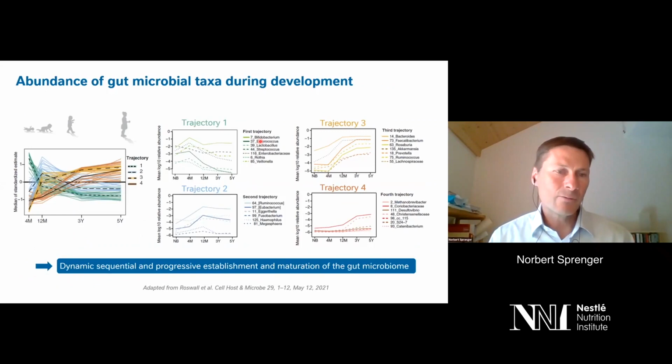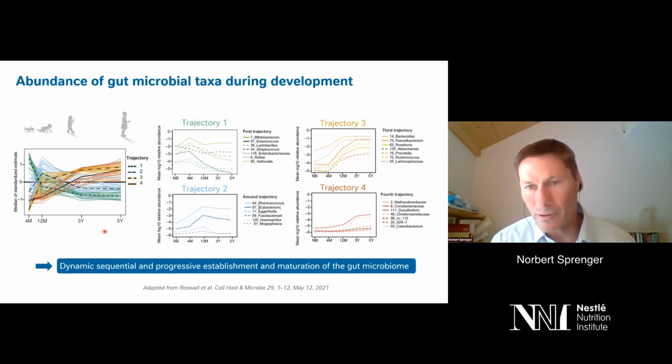So now let's look at how the microbiome looks over time when we look at the different developmental patterns that we see. We can see different microbial groups that, in fact, establish in different profiles or trajectories. So you have trajectory 1 in this report here, trajectory 2, 3, and 4, that all show a different pattern with different microbial groups as the dominant groups. For example, in trajectory 1, you see the bifidobacterium group, which is very high early in life and then decreases while you diversify your microbiome. Now, all that gives you a picture of a dynamic, sequential, and progressive establishment and maturation of the gut microbiome.